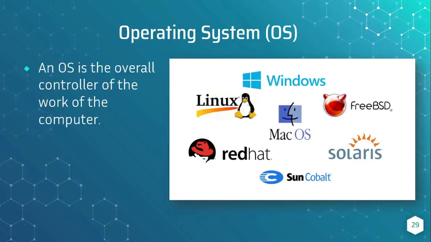Operating system. So an OS is the overall controller of the work of the computer. The OS is software loaded from the hard drive into RAM as soon as the computer is turned on. While the firmware cannot be upgraded without changing the hardware chip, the OS can be upgraded or entirely changed through software. The user can simply delete one system of OS files from the hard drive and install a new OS.